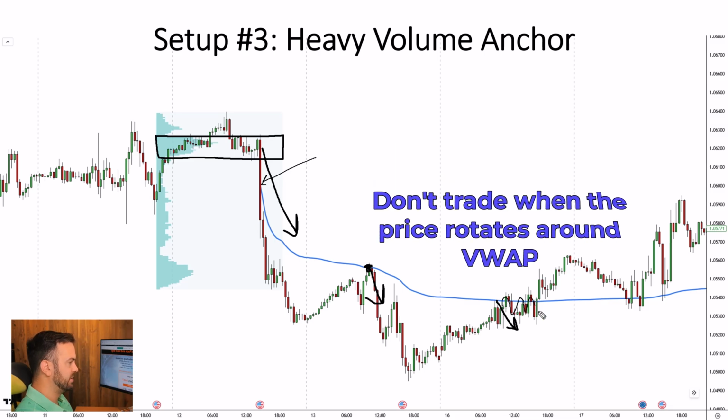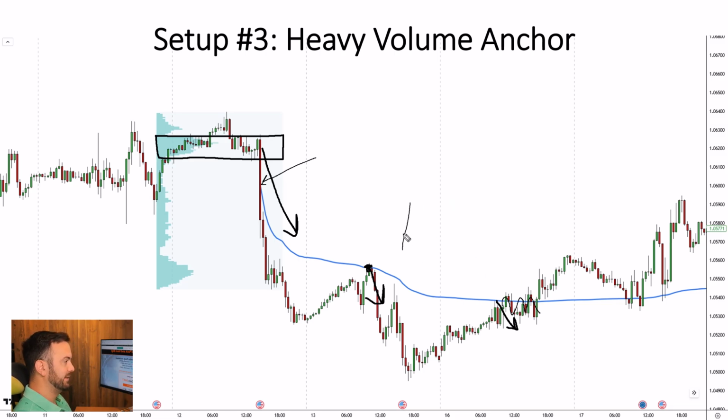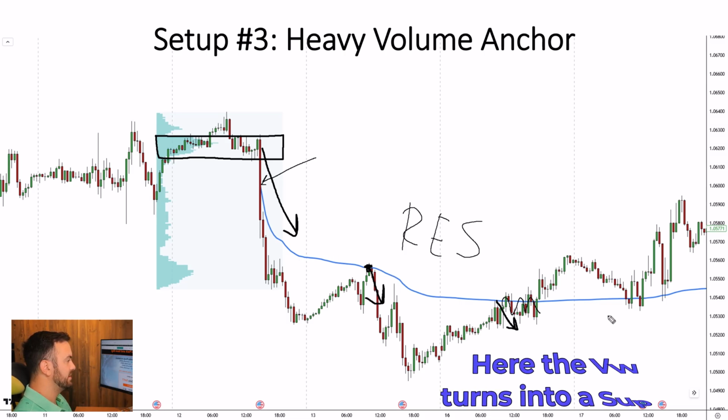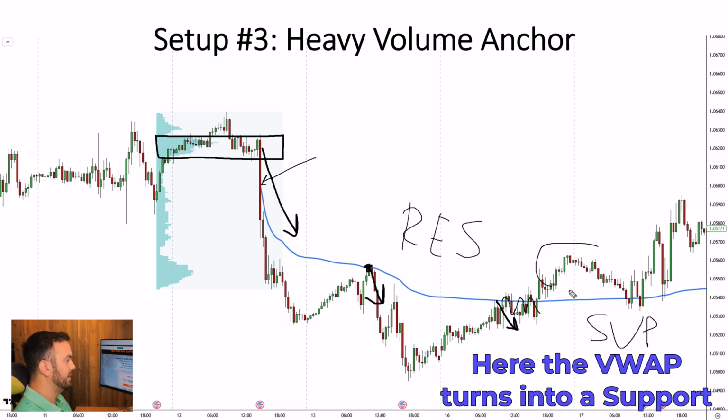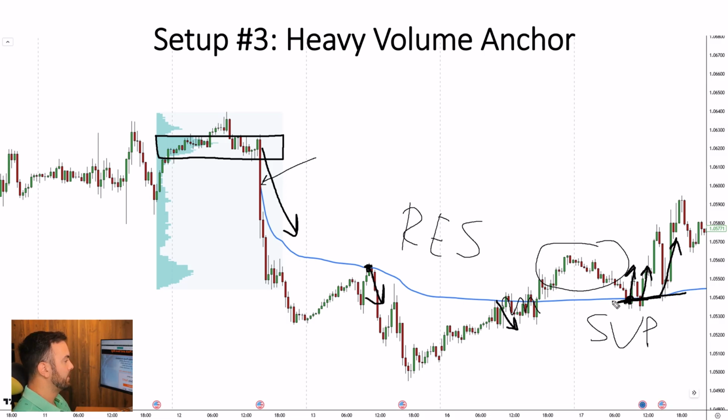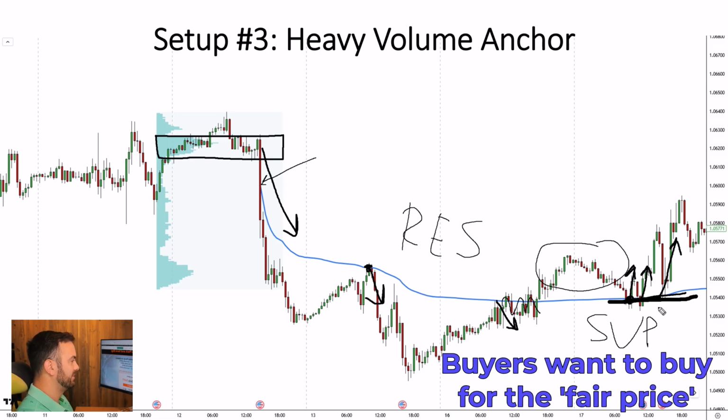then as there's this rotation, you don't really want to do anything, because when the market is rotating, VWAP setups don't really work. And then this resistance, which is represented by the VWAP, turns into a support, right? Because the price is moving above it. So that's why you want to wait for the pullbacks to that support and enter longs from there, right? Again, the logic is the same. Buyers want to buy for a fair price.